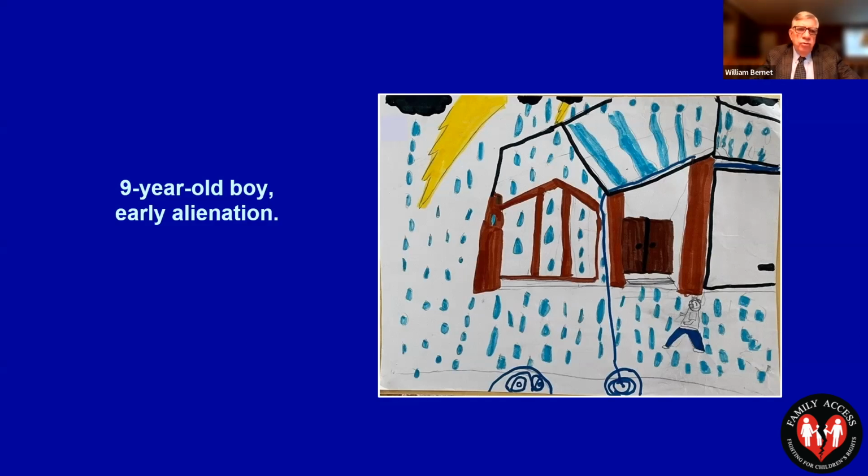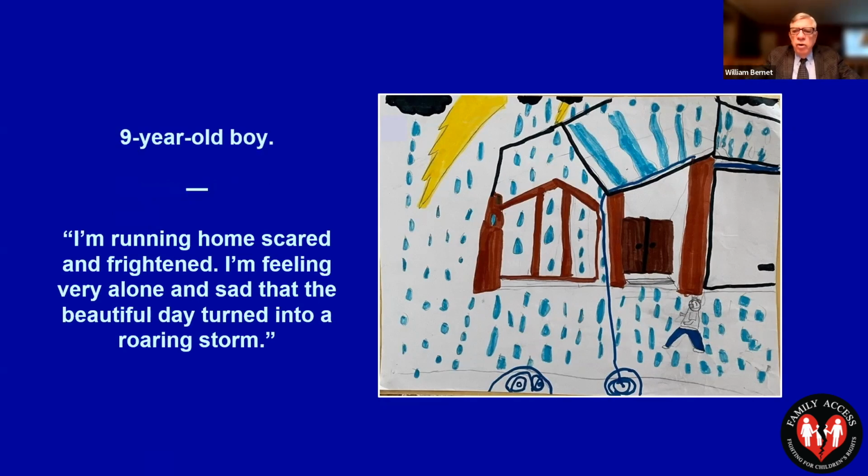And I'm about to show you the boy's description of what's happening here, and we can read this together. So this is what the boy is saying. "I'm running home scared and frightened. I'm feeling very alone and sad that the beautiful day turned into a roaring storm."